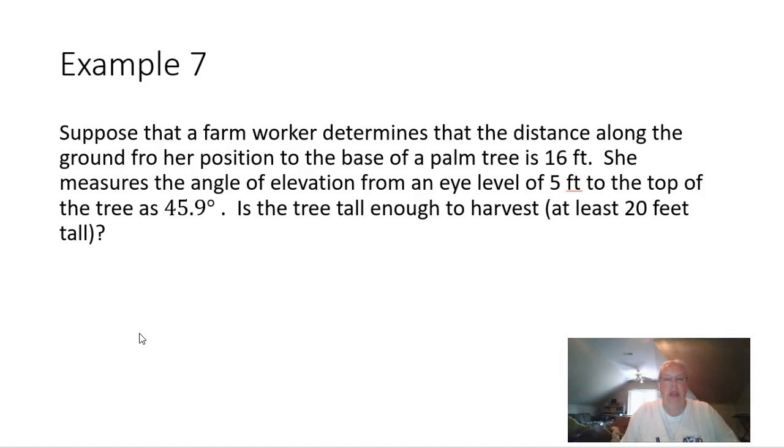Now, this should be an M right here. All right, let's draw our triangle. We've got our tree height right here.